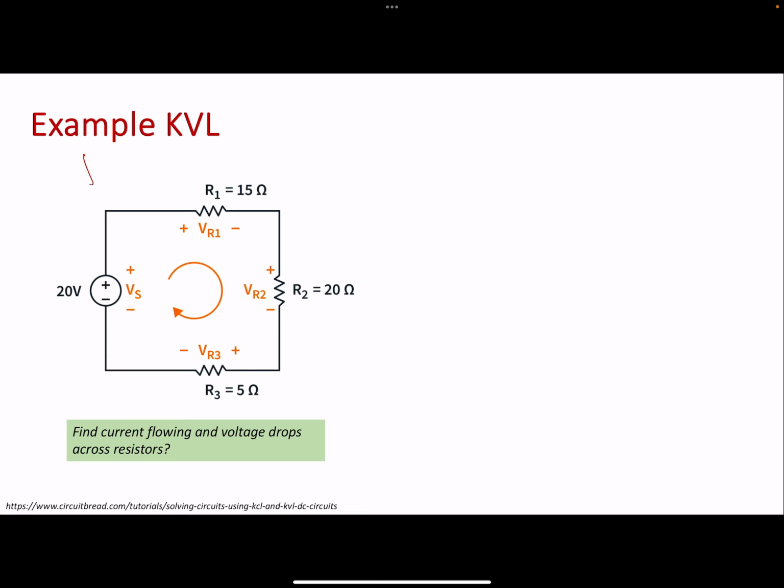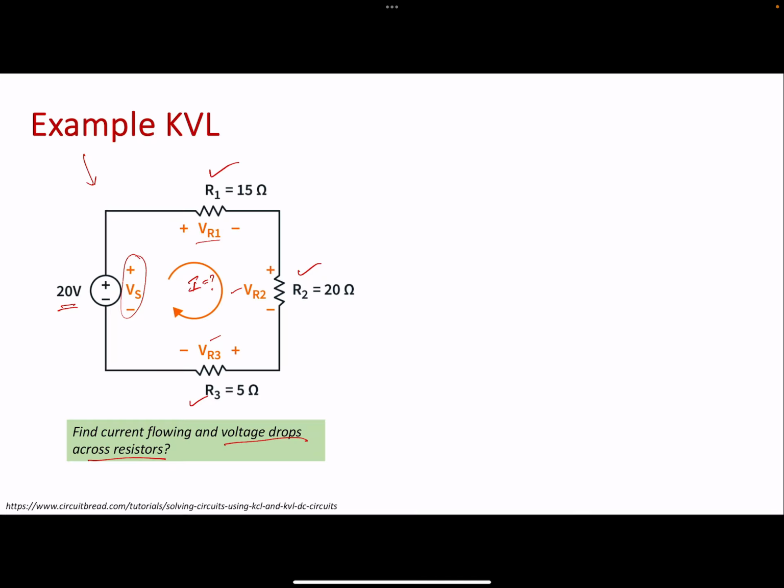Here is a representative circuit where you have a voltage source Vs, which is 20 volts, connected to 3 resistors: R1, R2, and R3. VR1, VR2, and VR3 represent the voltage drops across the resistors. So let's use Kirchhoff's voltage law and figure out the amount of current flowing through the circuit, and also the voltage drops across the resistors, VR1, VR2, VR3. Let's find all of that.